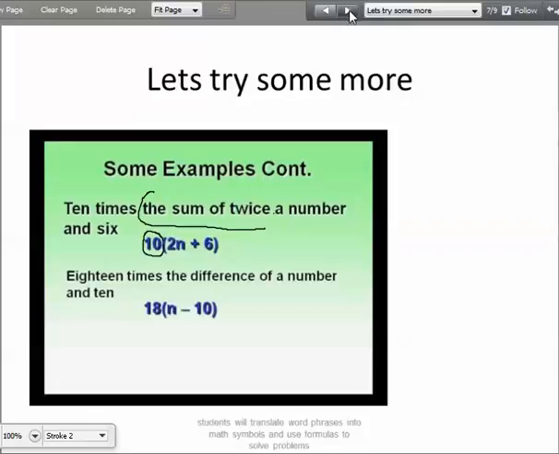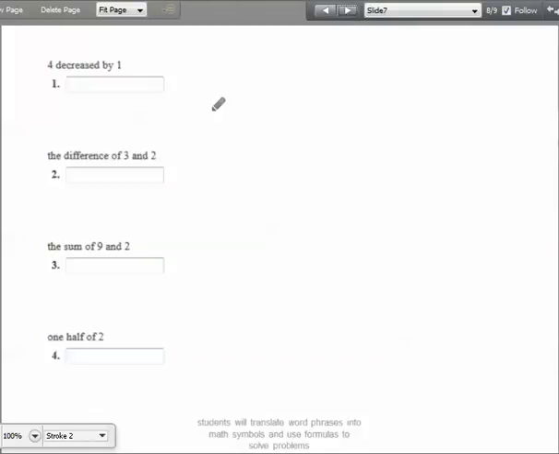Okay, a couple more. 4 decreased by 1. So if I say 4 decreased by 1, well, 4 minus 1, that's going to be equal to 3, isn't it? So that's going to be a 3. The difference of 3 and 2. Well, if I take 3 minus 2, the difference of 3 and 2, I'm going to get 1. The sum of 9 and 2. Well, that's going to be 9 plus 2. 9 plus 2, that's 11.